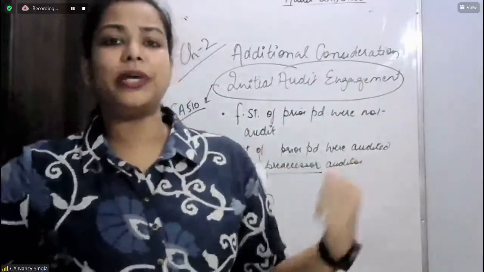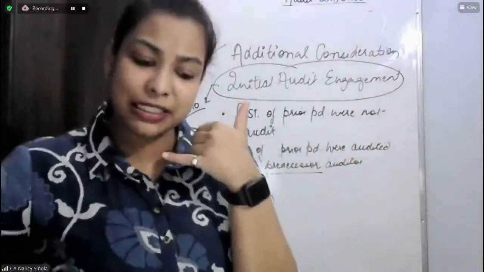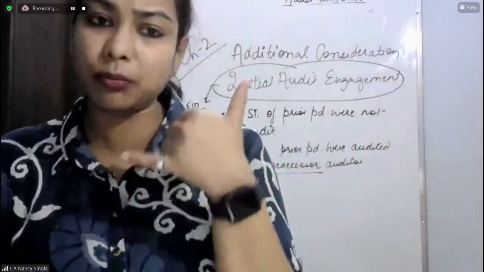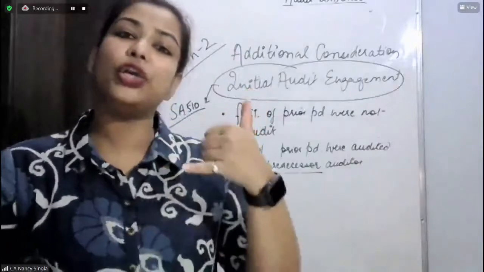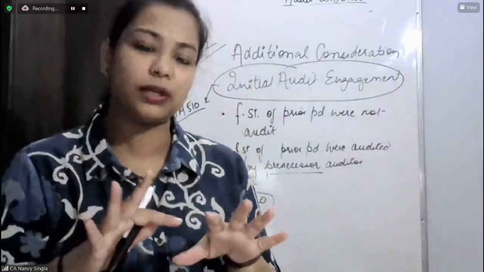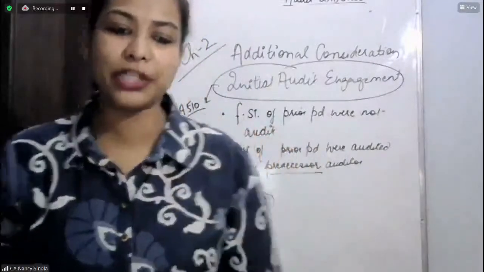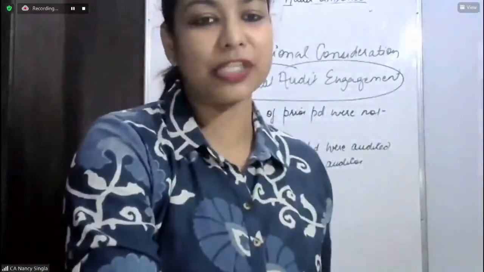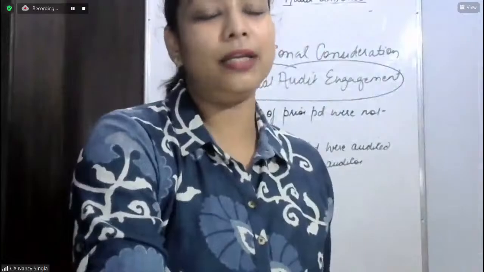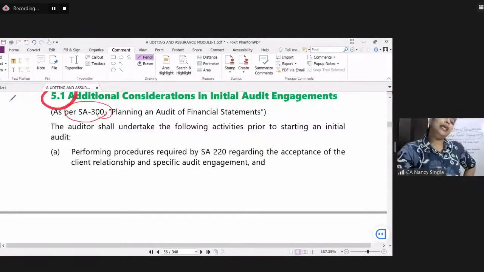Our auditor in question will discuss with the previous auditor: please tell me why you were removed from the office, whether you resigned or your tenure was over. Accordingly, our auditor in question will apply his professional judgment and communicate, right? See, a very small topic, but it is an important topic.